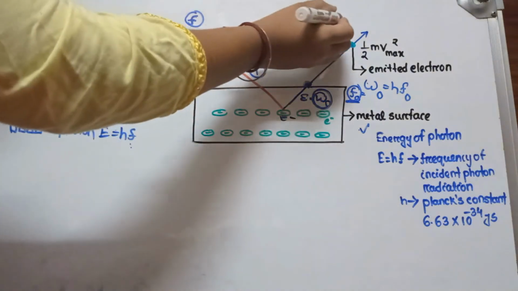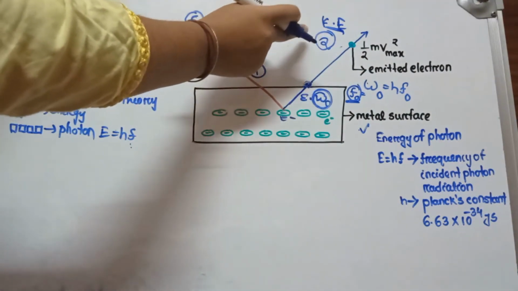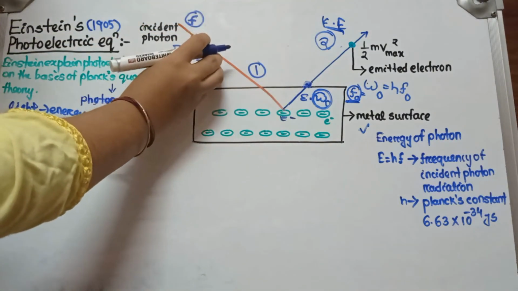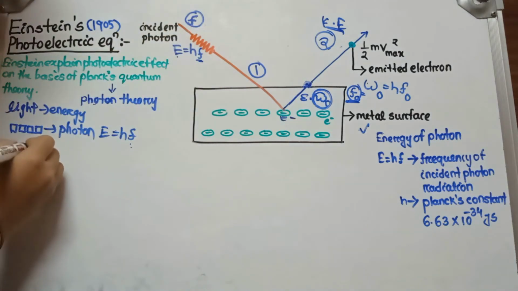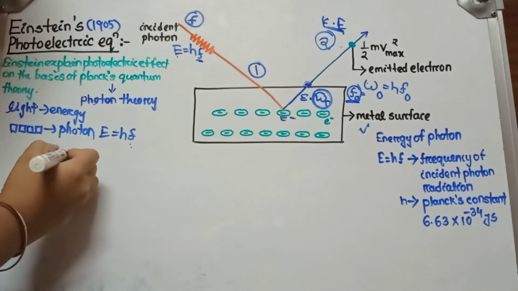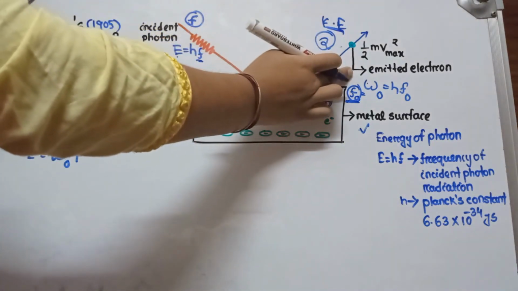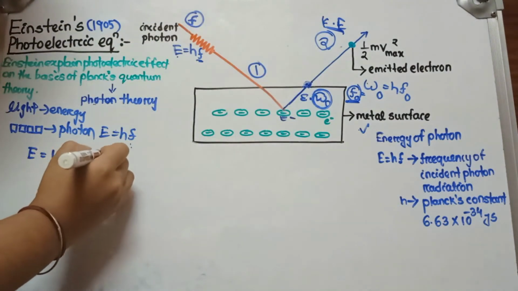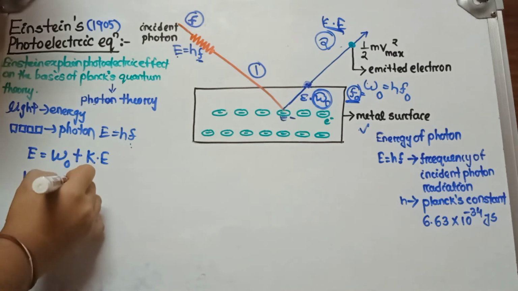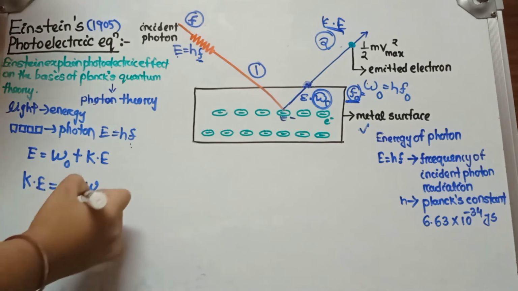Now what is the kinetic energy of this emitted electron? Go to the mathematical derivation part. Here, this is the total amount of energy E that is used in two ways. One is the work function and the remaining is the kinetic energy of the emitted electron. So what is the kinetic energy of the emitted electron? That is E minus the work function, W0. So what is E?